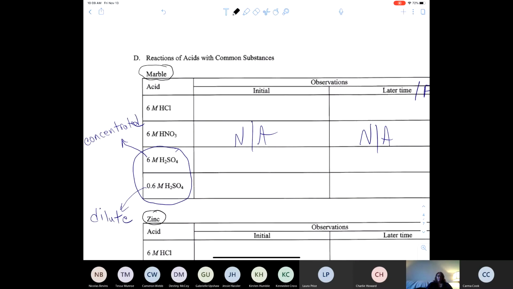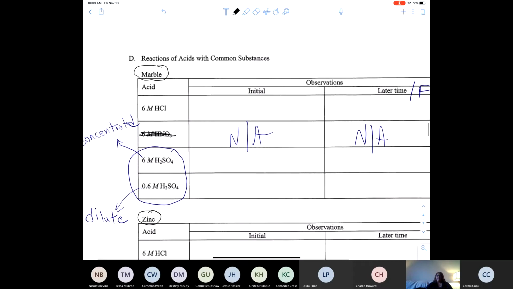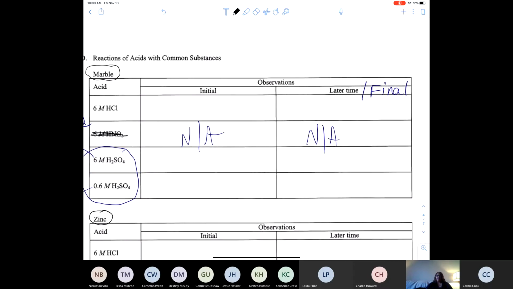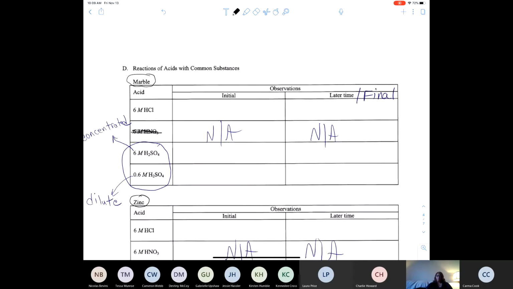We didn't have any of the nitric acid set up for us, and so we are eliminating the nitric acid. So in the tables for nitric acid, you can just put NA for not applicable.